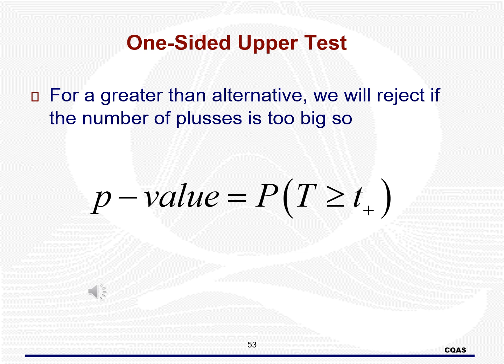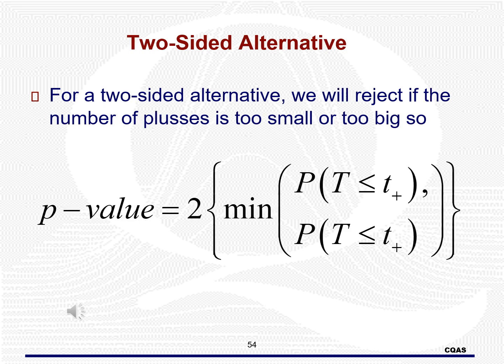For the greater than alternative, we will reject when the number of pluses is too big. This indicates that the median for population X is probably larger than the median for population Y. We can calculate the p-value by calculating the probability given on the slide with the binomial distribution with n equals number of non-tied pairs and pi equals 0.50. For the not equal to alternative, we will reject if the number of pluses is either too big or too small. We can calculate the p-value by calculating the probability given on the slide with the binomial distribution with n equals number of non-tied pairs and pi equals 0.50.